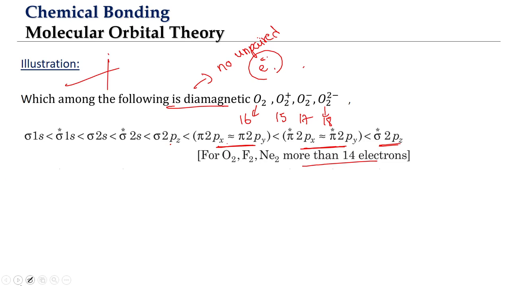What is that order? Only one small difference. After 14, more than 14, sigma 2pz will have a lesser energy than the degenerate pi 2px, pi 2py. Up to 14, these two will be interchanged: pi 2px and pi 2py will have a lesser energy than sigma 2pz. That is what we will have in the case of up to 14 electrons. Up to means including 14, including molecules like N2. We will have to follow that order.